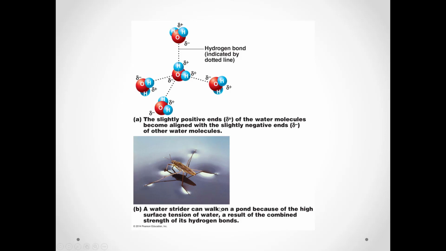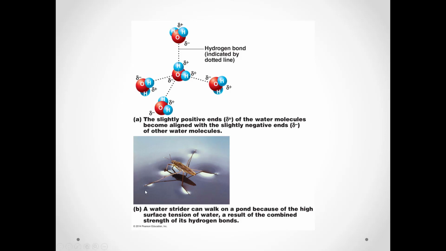So look at what our water strider can do. The water strider can walk on a pond because of the high surface tension of water, a result of the combined strength of its hydrogen bonds. Each molecule at the surface of the water is bound to 3 or 4 other water molecules. So here's one water molecule and it's bound to 1, 2, 3, 4. So every water molecule is bound together and it creates this sheet, this continuous surface, because the water wants to hang together.